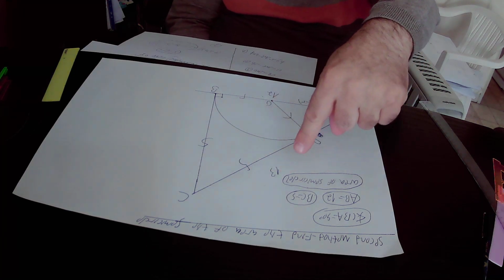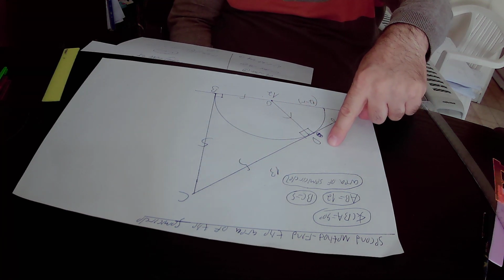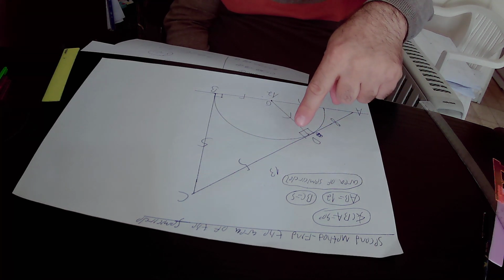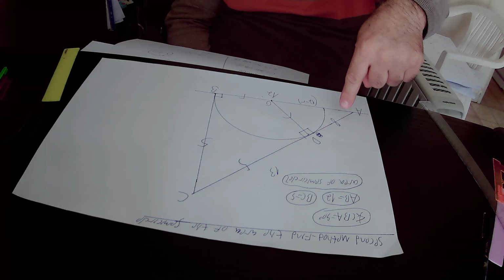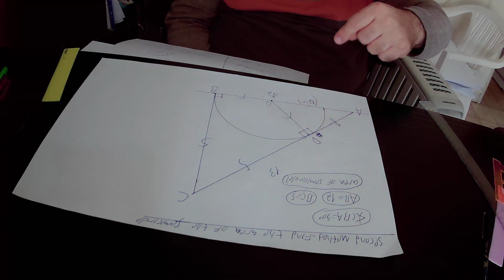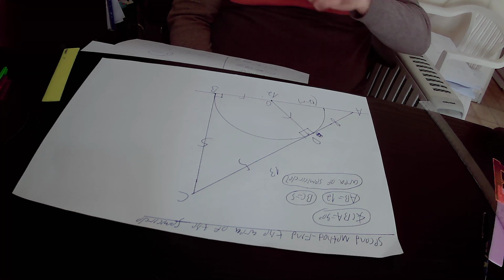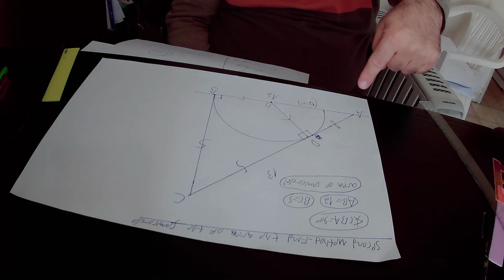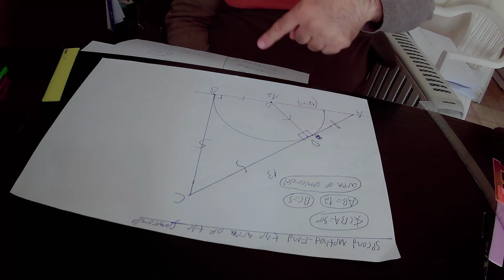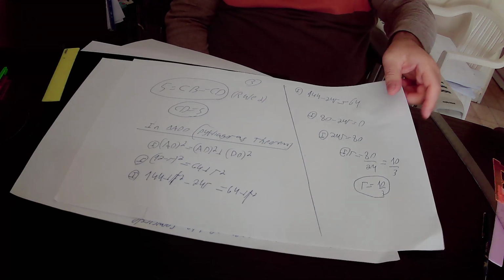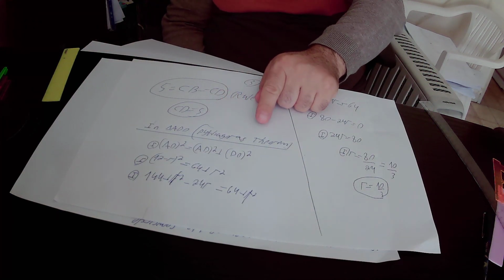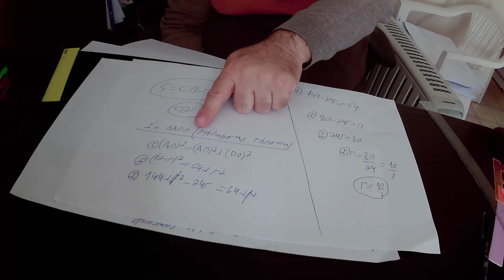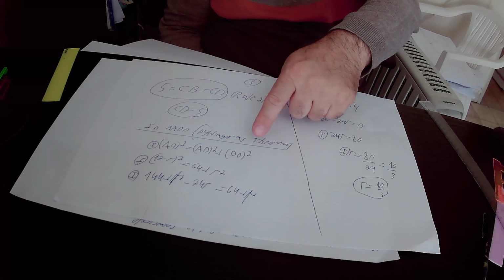AC equals 13 units. Therefore, AD is equal to AC minus DC. That is to say, AD equals 13 minus 5, that is to say, it equals 8 units. So we found out that AD equals 8 units. And in the right triangle ADO, according to the Pythagoras theorem, AO square equals AD square plus DO square. In the small right triangle ADO, according to the Pythagoras theorem, the square of the hypotenuse equals the sum of the squares of the perpendiculars, that is to say, AO square equals AD square plus DO square.